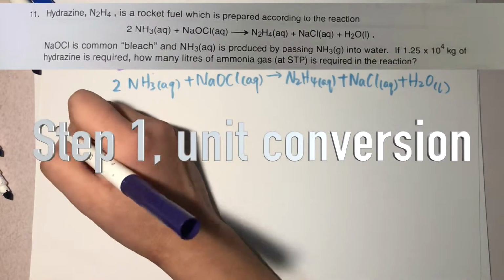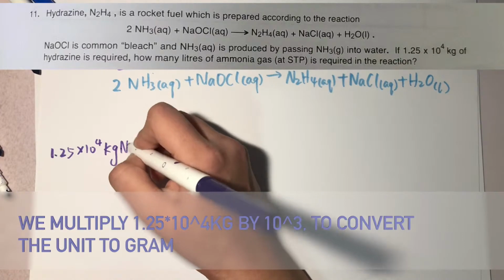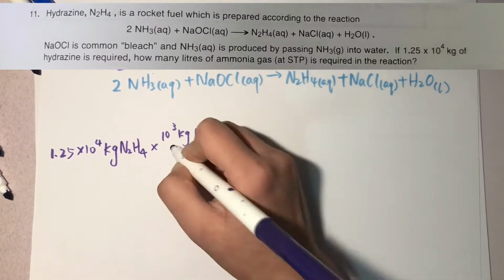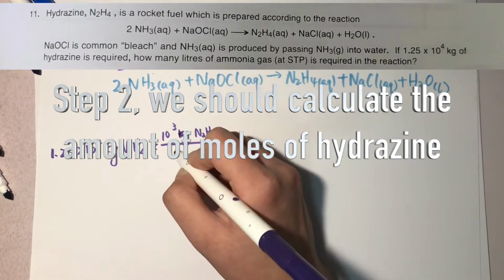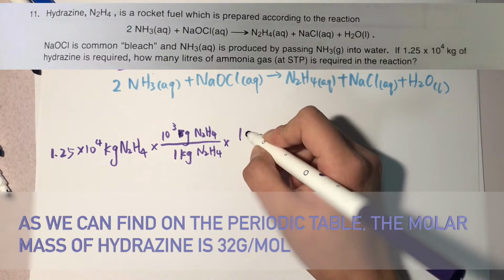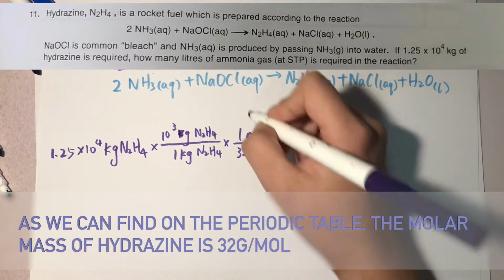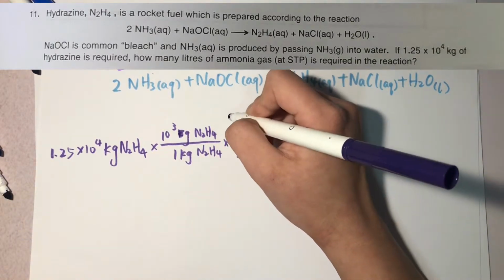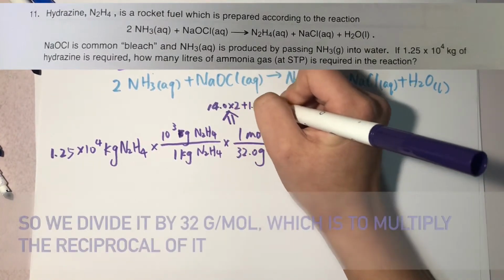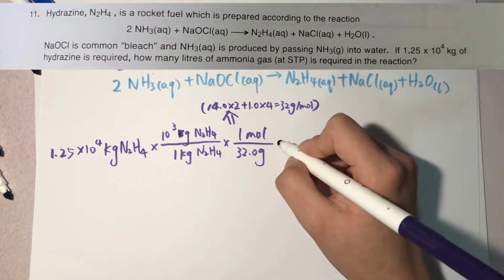Step 1, unit conversion. We multiply 1.25 times 10 to the power 4 kilograms by 10 to the power 3 to convert the unit to gram. Step 2, we should calculate the amount of moles of hydrazine. As we can find on the periodic table, the molar mass of hydrazine is 32 grams per mole, which is composed of 14 times 2 plus 1 times 4. So we divide it by 32 grams per mole, which is to multiply the reciprocal of it.